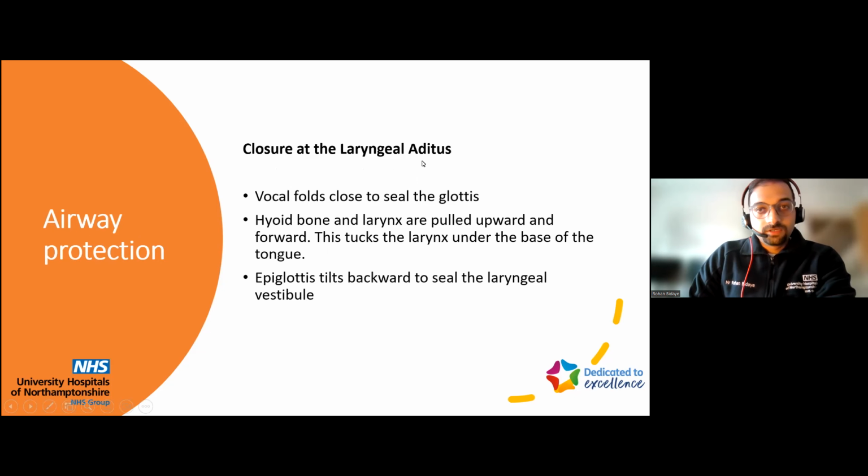The bottom bit, also called the laryngeal aditus, needs to be closed too. There are three layers in which it closes. The vocal fold seals the glottis. The hyoid bone and the larynx pull upwards and forwards, which tucks the larynx under the base of the tongue. And the epiglottis, which also forms a seal, tilts backwards to close the laryngeal vestibule.